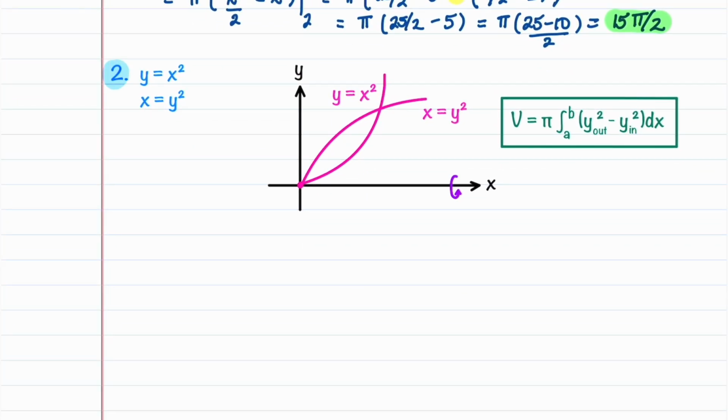Let's look at our second example. In this example, we have 2 curves. Y is equal to x squared, and then x is equal to y squared. We want to begin by finding the points where these two curves intersect, and we want to find the x value because we're revolving about the x-axis, and we're going to use x for our limits of integration. So I'm just going to write down that we're going to find the x intersection points.